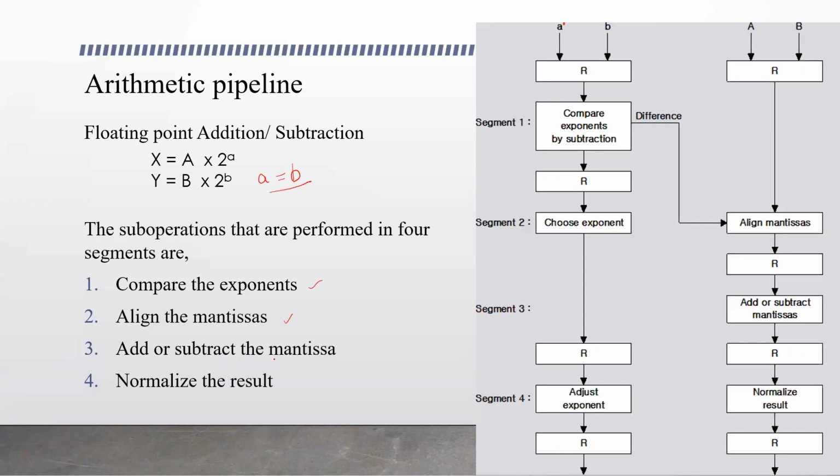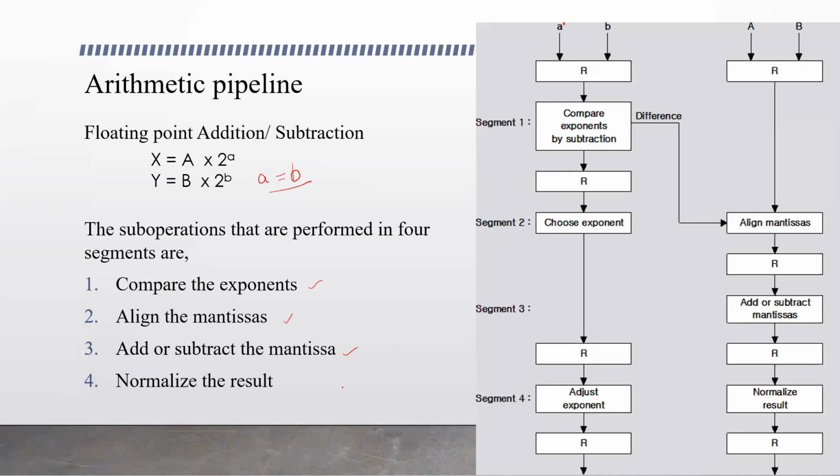The third operation, once the exponents are equal, is to add or subtract the mantissas depending on the operation specified. If it is add, add the mantissa parts of these two numbers, or if it is subtract, subtract the mantissa parts. So you obtain the result. And the fourth sub-operation is to normalize the result.